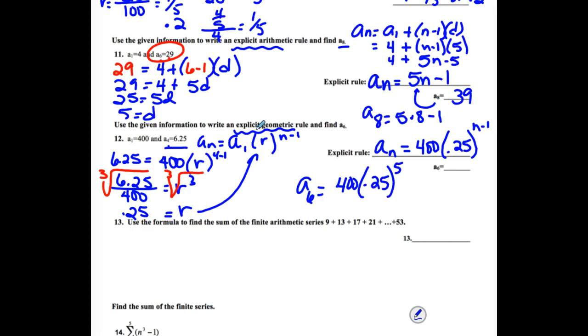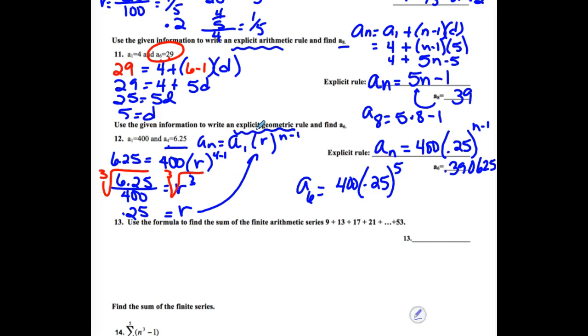What do we end up with? 0.390625, is that what it was? Now, does it make sense that we're getting a small number like that? Yes, we started out with a big number, 400, but we're cutting it by a fourth each time. So our second term is already down to 100. Our next term is a fourth of that, or 25. So it's not unreasonable that by the sixth term, we are down lower than a 1.